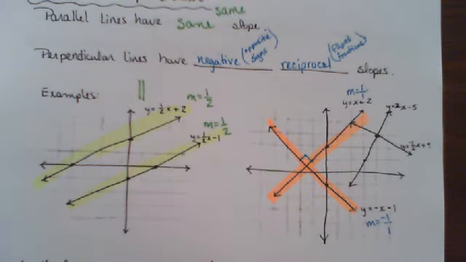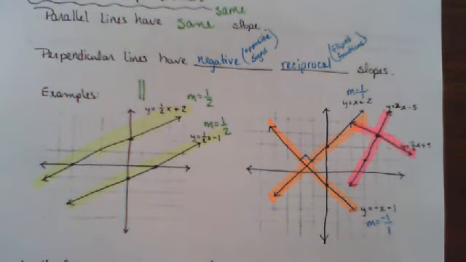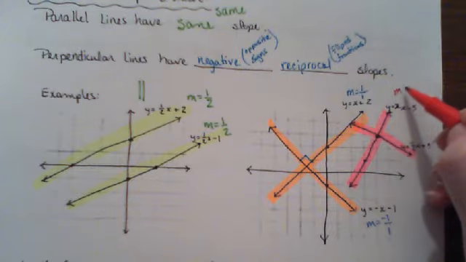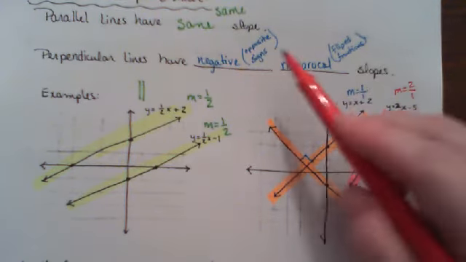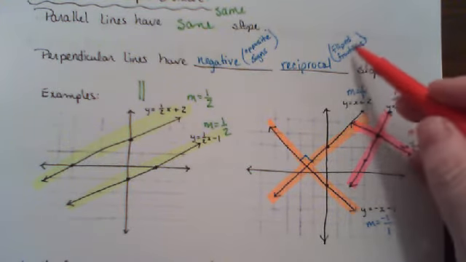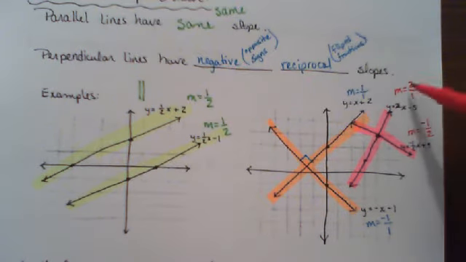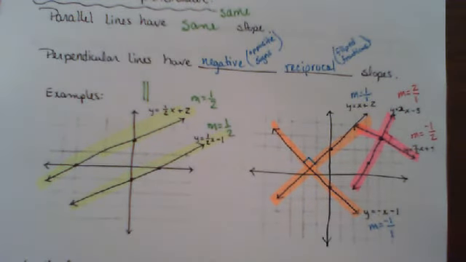For the other one, the one I'm going to do in pink, it's a little bit easier to see because you can tell up here the slope for this is 2/1 and the slope for this one is -1/2. One's positive, one's negative, so they have opposite signs, and one of them flipped over gives you the other one, so they have flipped fractions. That means they are negative reciprocal slopes. That means they must be perpendicular.